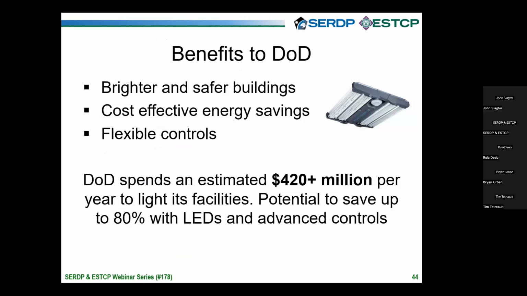So to sum up the benefits to the DoD, you can have brighter and safer buildings, cost-effective savings, flexible controls, and at the high level, the DoD, we estimate, spends an estimated $400 million or more to light their facilities. Typically, this is about 12% of facility electricity consumption. So there's a huge potential to save a lot more using these LEDs and advanced controls. And I encourage all of you to take a serious look at this in your lighting projects.